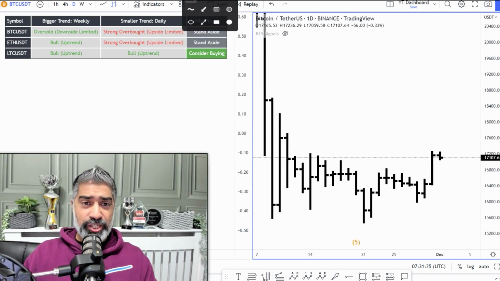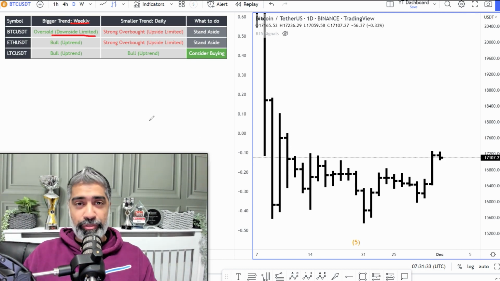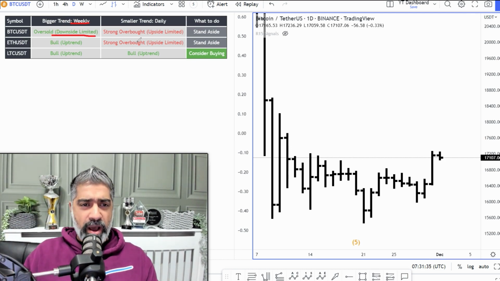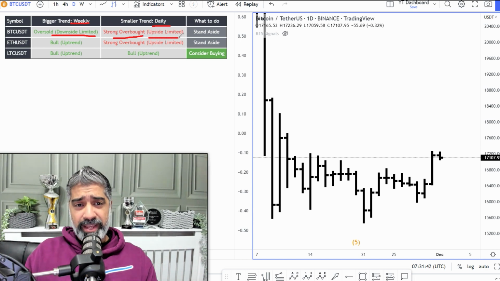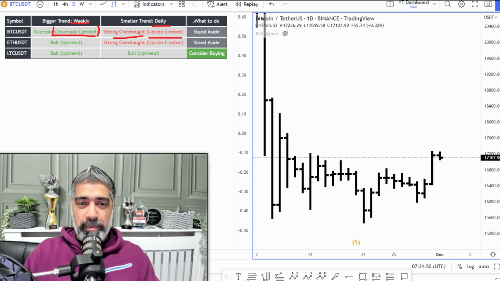When I'm looking at the trend identifier dashboard, it says, look, the weekly downside is limited, right? That's a good thing from a bullish perspective. But the current daily trend is overbought, and what it tells me is its upside is also limited. So downside is limited, but the upside is limited. In other words, there's a conflict of information. So that's not highly probable right now, so we want to stand aside.